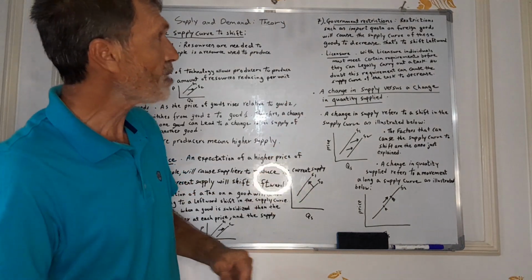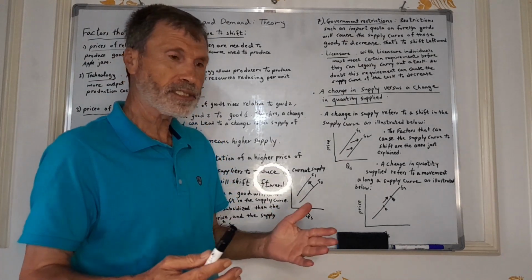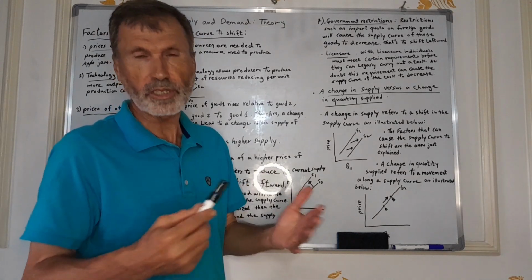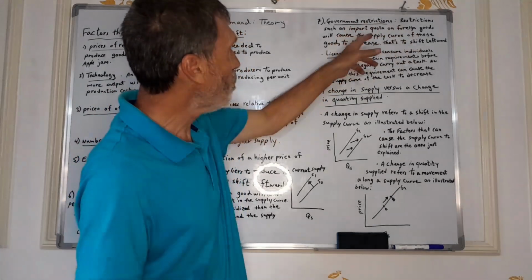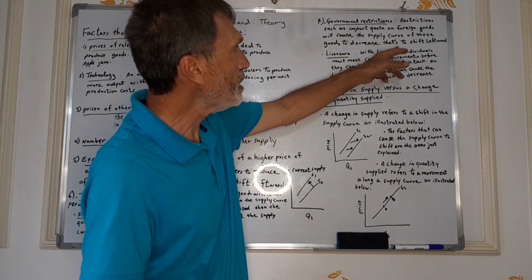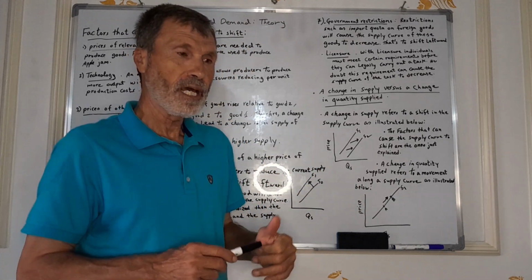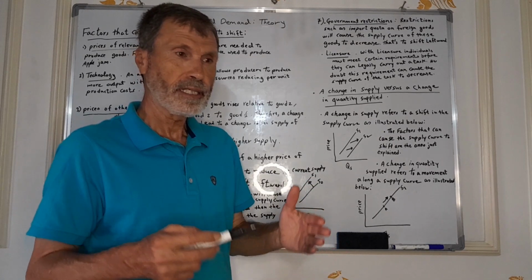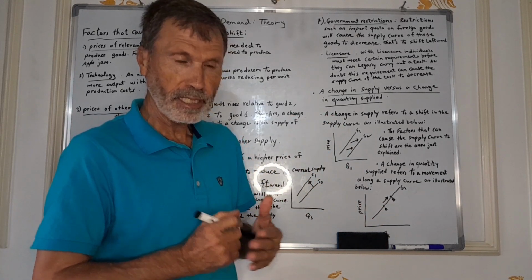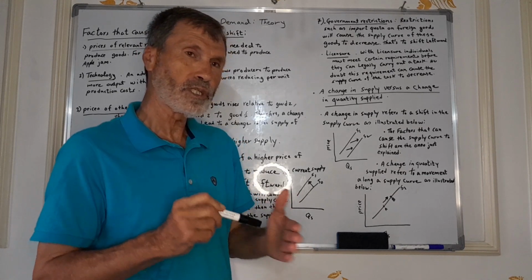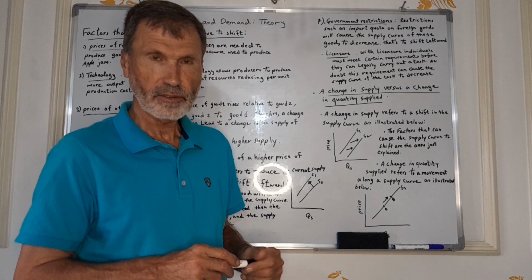Now, another factor that can cause the supply to shift is government restrictions. One of the government restrictions is government import quota. Restrictions such as import quota on foreign goods will cause the supply curve of these goods to decrease, that is, to shift leftward. So, for instance, if the government imposes an import quota on Egyptian potatoes, that implies the supply of Egyptian potatoes will decrease, which implies fewer potatoes available in the country. The supply curve will shift to the left.